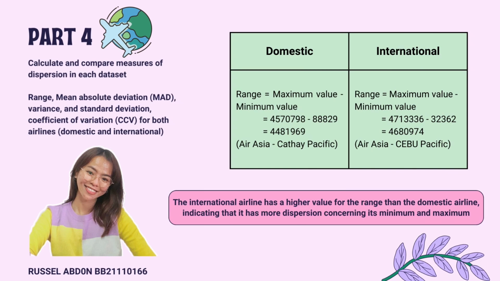BBV21110166. So next I will explain the questions for part 4. First, the range, the formula is maximum value minus minimum value. So for domestic we get 4,481,969 and for international 4,680,974. So we can conclude that the international airline has a higher range than the domestic airline.